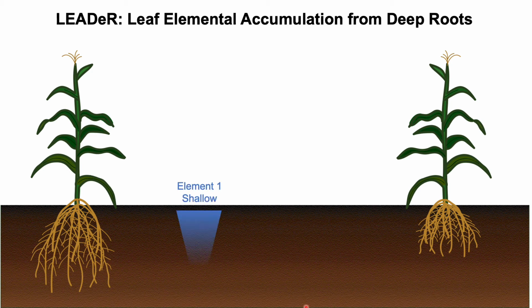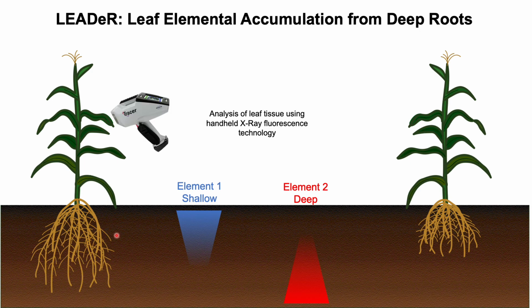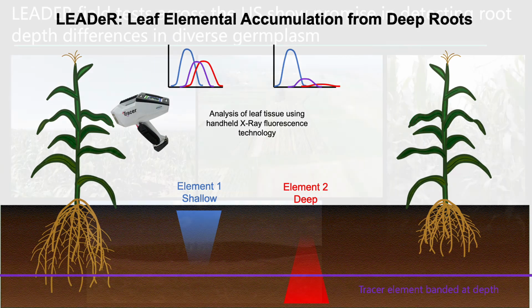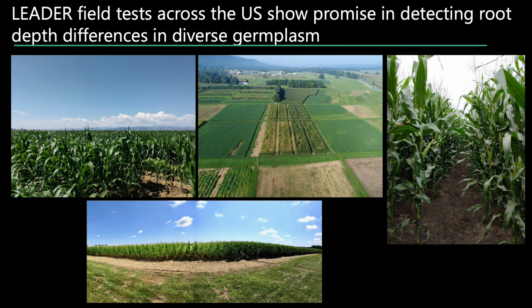The concept is that some metals are more available in shallow soil horizons, others more at depth. In this case, both a shallow and a deep-rooted maize line can accumulate the blue element, which is shallow, but only the deep line accumulates the red element, which is deep. It is also possible to install a tracer element like strontium at a given depth in addition to natural gradients. LEADER field tests across the U.S. show promise in detecting root depth differences in diverse maize germplasm.